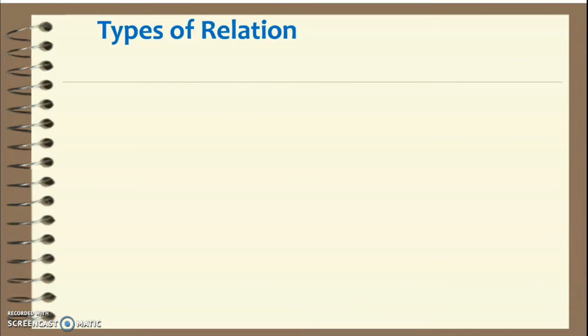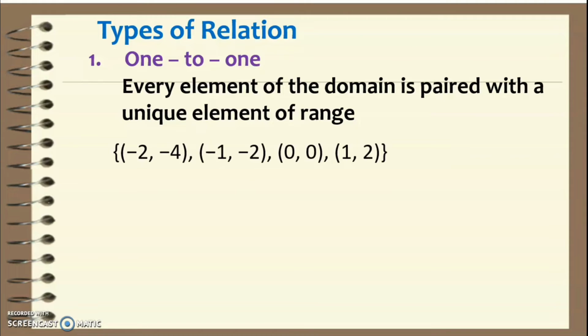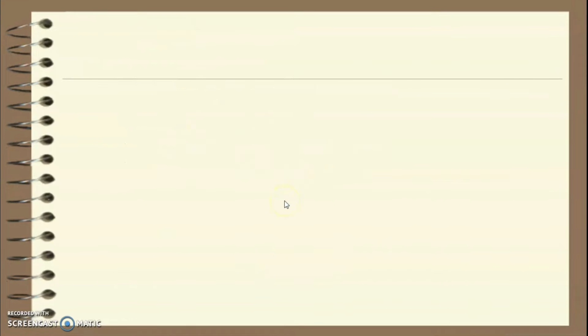We have 3 types of relation. Number 1, we will call this 1-to-1. Every element of the domain is paired with a unique element of the range. Ibig sabihin, isang domain, isa lang talaga yung kapartner niyang range. Okay, let's have an example. Napapansin ninyo, yung kanyang domain, walang nagkapareho, right? Then, yung range niya, wala ding nagkapareho.